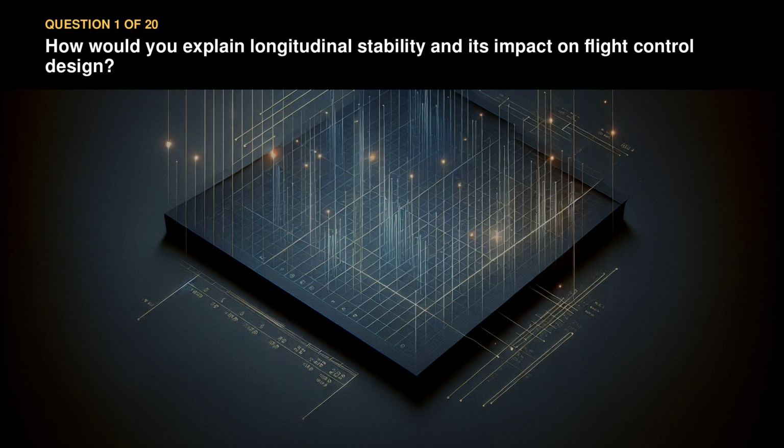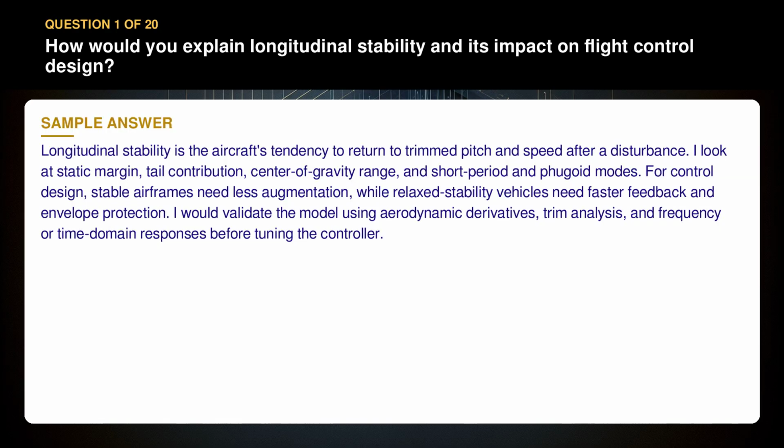Question 1. How would you explain longitudinal stability and its impact on flight control design? Longitudinal stability is the aircraft's tendency to return to trimmed pitch and speed after a disturbance. I look at static margin, tail contribution, center of gravity range, and short period and phugoid modes.